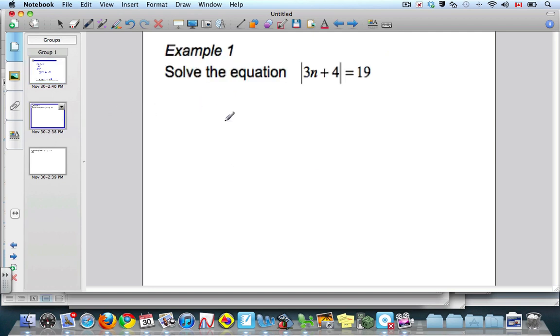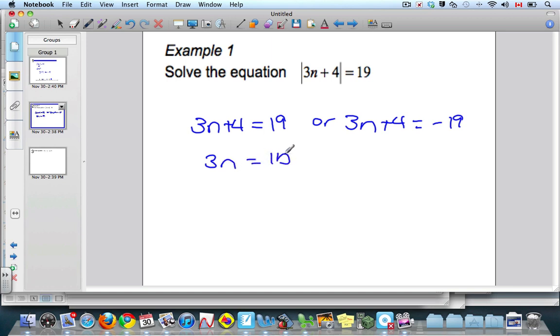So if I'm going to solve this equation here, I know that 3n plus 4 is 19 units away from 0. Or I know that 3n plus 4 is equal to -19, because -19 is 19 units away from 0. And we solve each equation individually. So I subtract my 4, and I get 15. That's easy, and it's just 5.